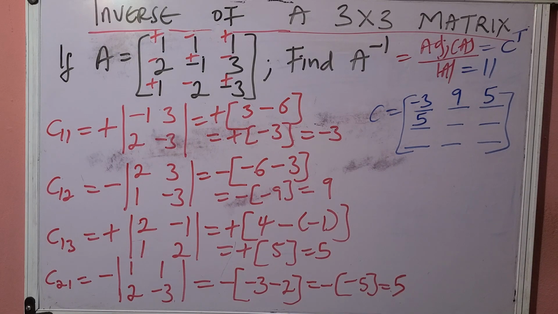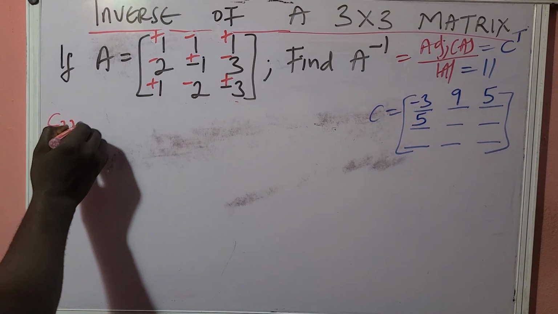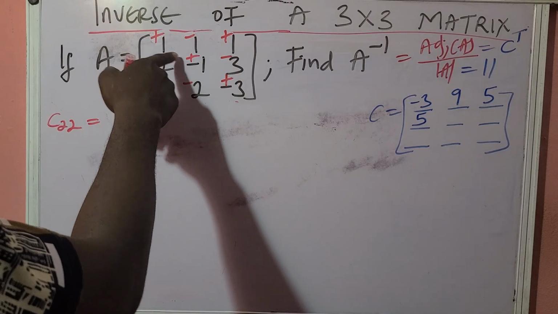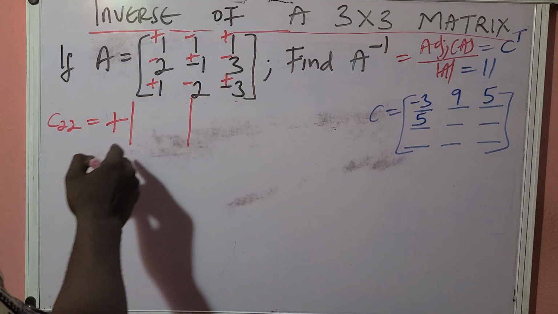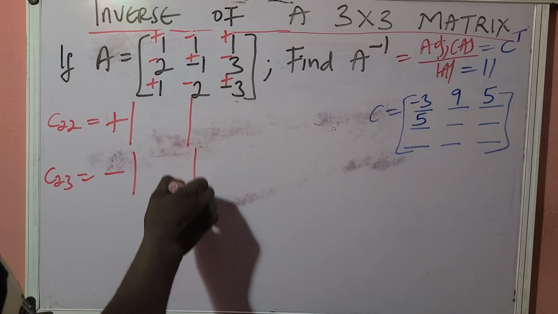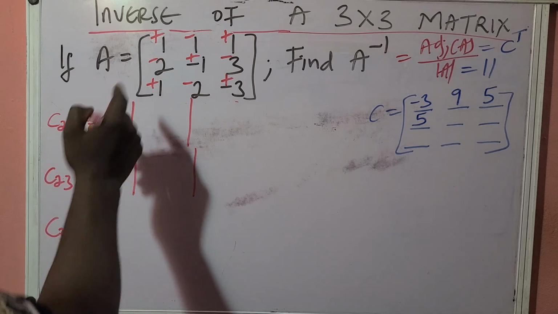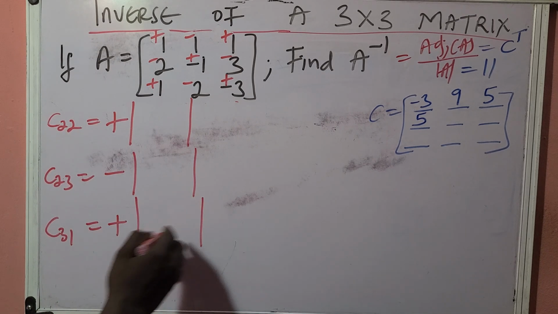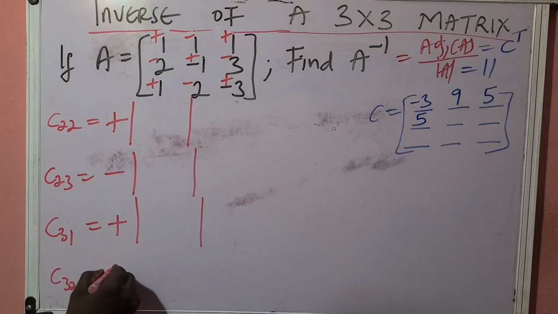So go on to fill in all the values for our cofactor matrix. We can go on to find C22. This will be plus, because this is C22 and the sign we have there is plus. So we have plus and we open up our determinant braces. Then C23, here we have minus. Then we open up our determinant braces. Then C31, we have plus. Then we open up our determinant braces. Then let's do C32, that will be minus, and we open up our determinant braces.